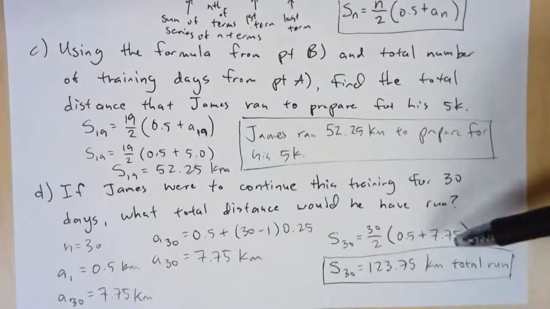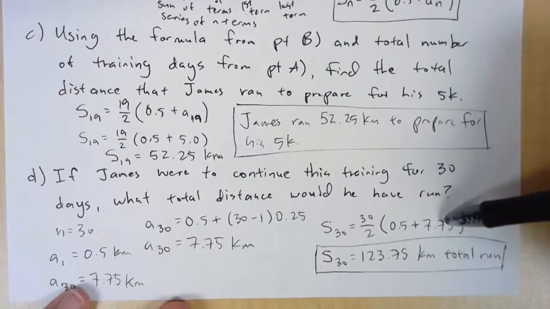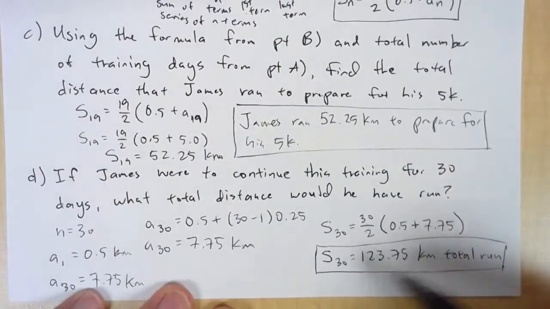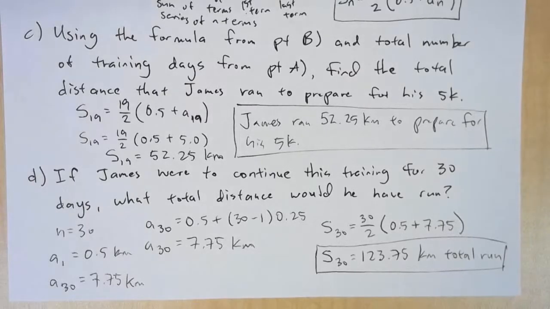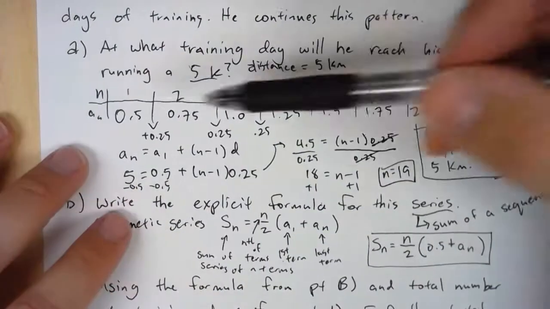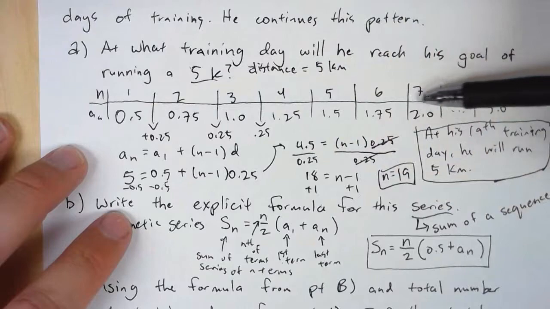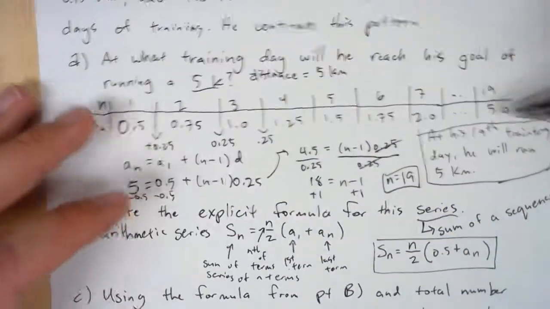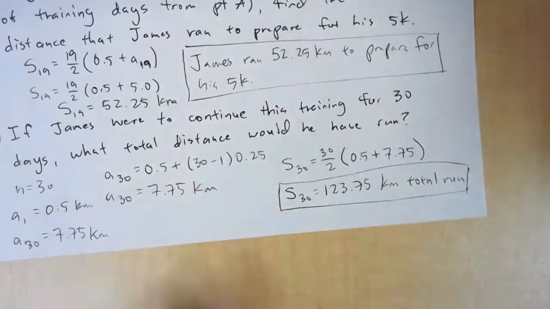So even though he ran 7.75 kilometers on that last day, if you were to add up all the individual ones before it, you get 123.75. And of course, if you don't like this formula, you are welcome to make a chart that goes all the way out 30 times and add up all the individual 30 terms. But you're going to get 123.75 as his total run.